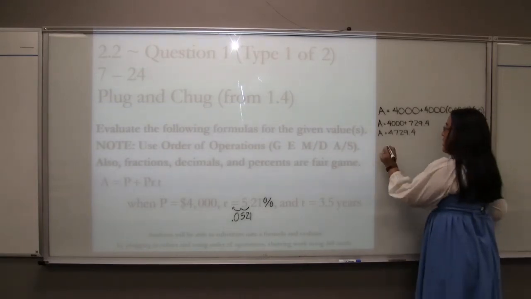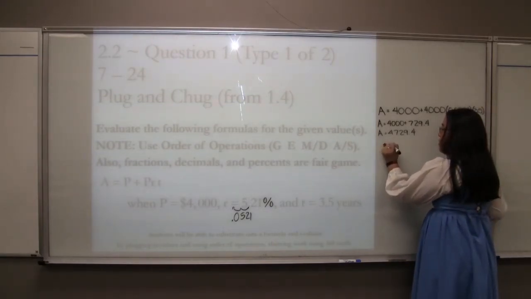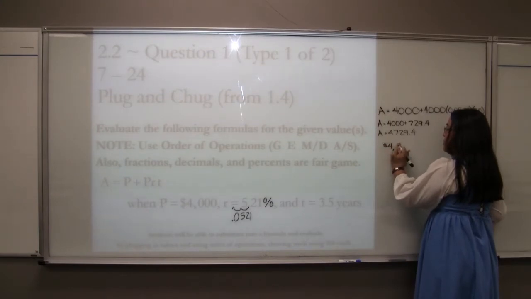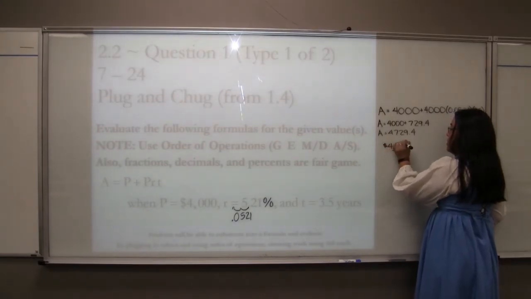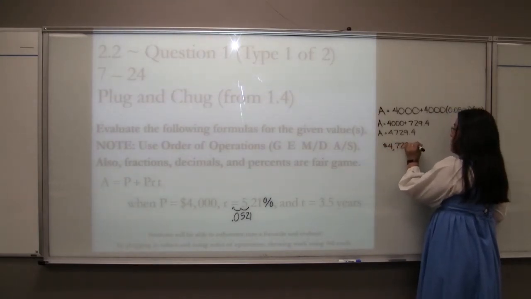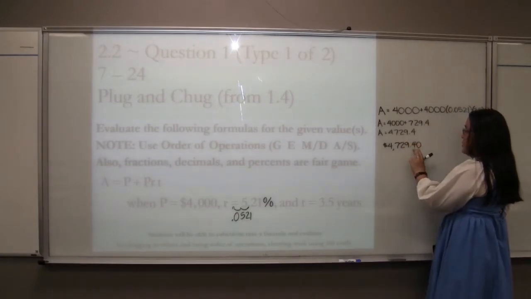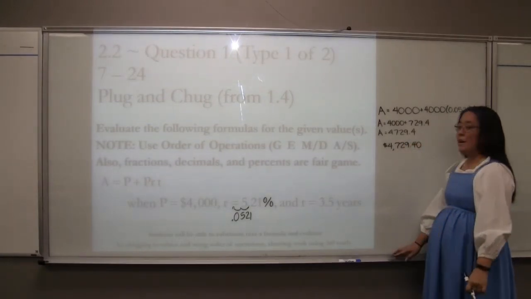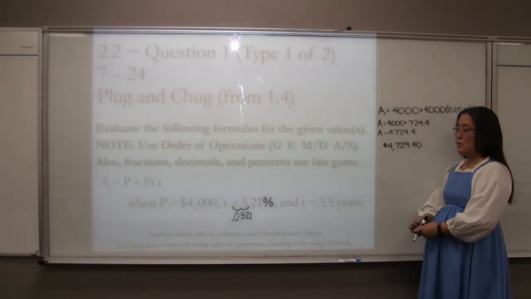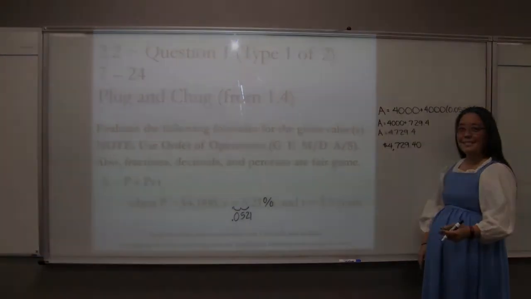To get this as an answer, we want 4,729.40. Remember, here in the US, we have two decimals here because we have pennies, which are worth 100 pennies to a dollar, so we have a hundredths place.